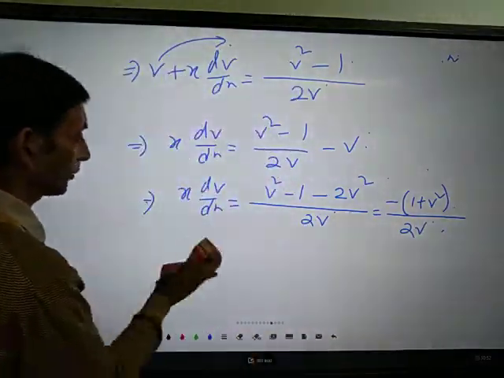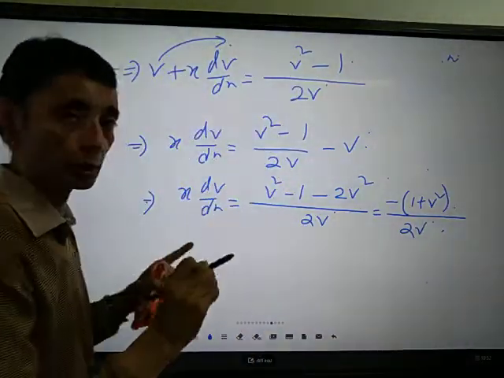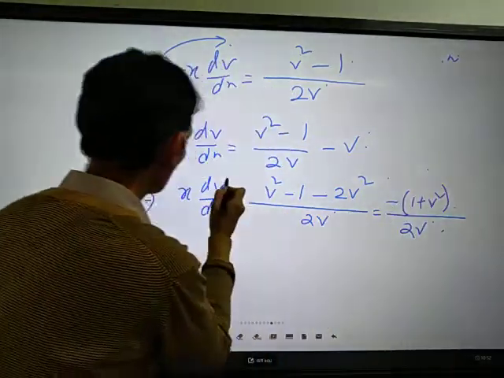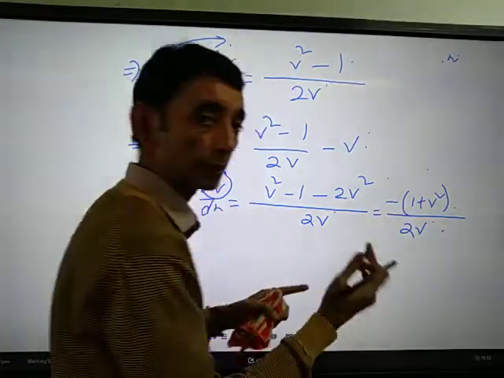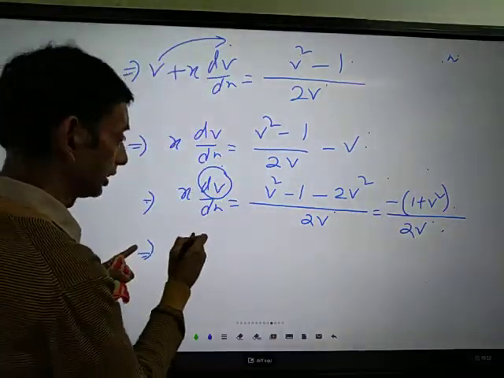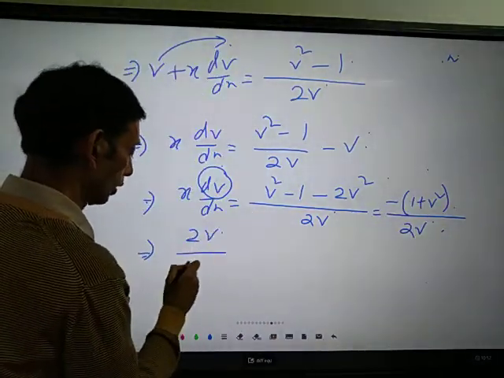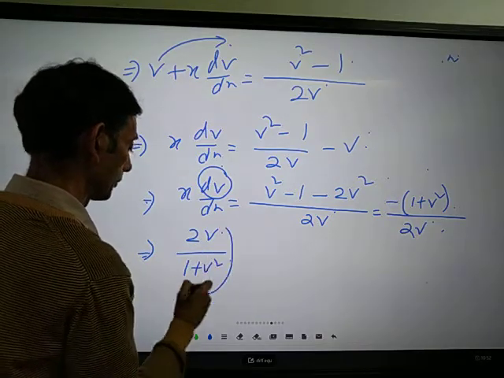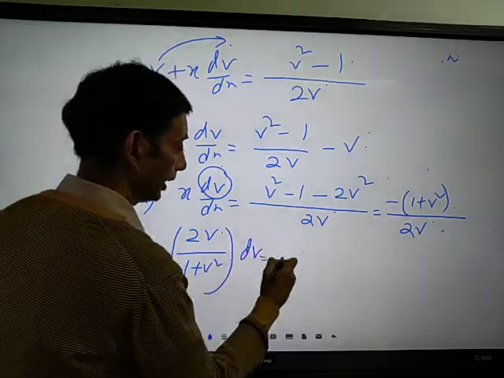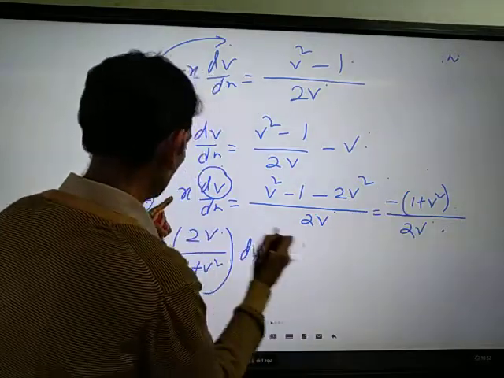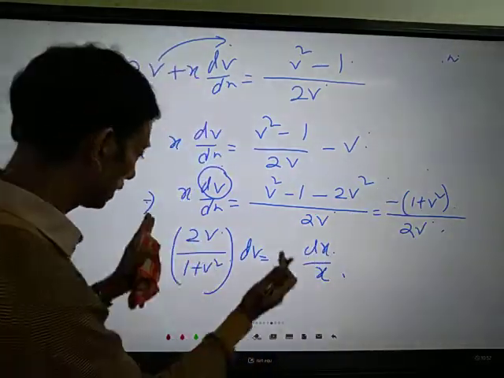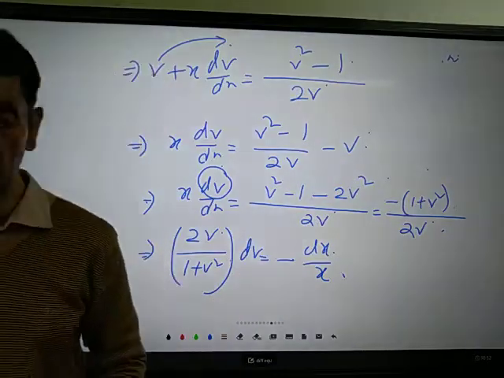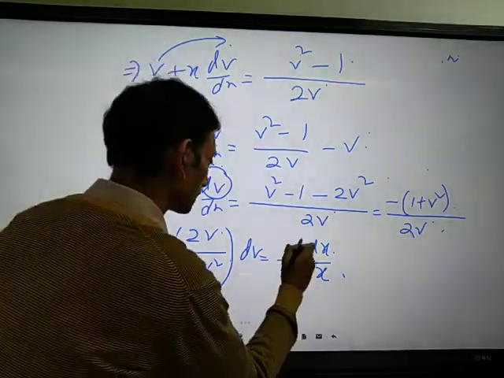Now let us separate the variables. We are going to write all the terms consisting of v along with dv. So this 1 plus v square by 2v will transpose to the left-hand side. So 2v by 1 plus v square dv equals minus dx by x. So we are able to separate the variables, and then we'll just try to solve.